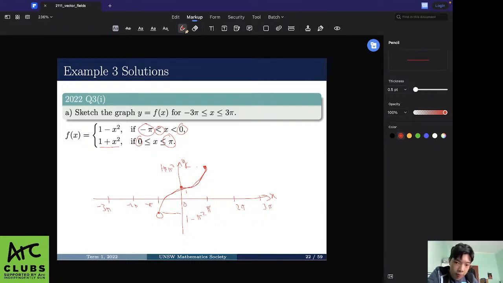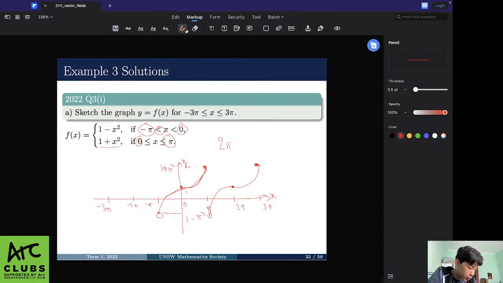So this is our branch that we're given from minus pi to pi, but we know that it's 2 pi periodic. So what that means is we can just repeat it again on each side. So it starts off with an open circle, and then there's a 1 here, and then there's a closed circle, 1 plus pi squared. We get a parabola kind of shape on both sides, and that's this branch done.